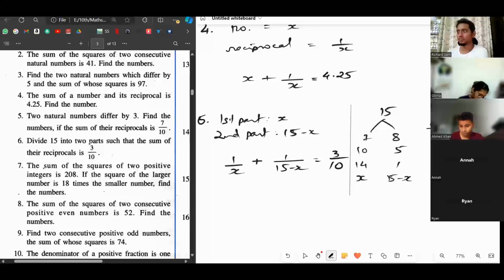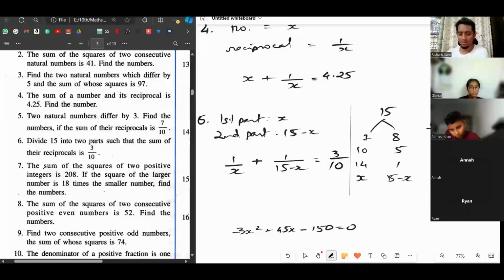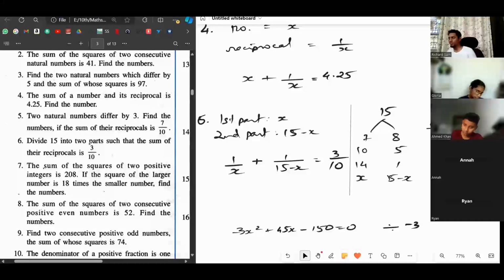Minus 3x squared plus 45x minus 150 is equal to 0. You can make this smaller. Divide the whole equation with minus 3. Sir, x squared should not be negative. It should be positive.